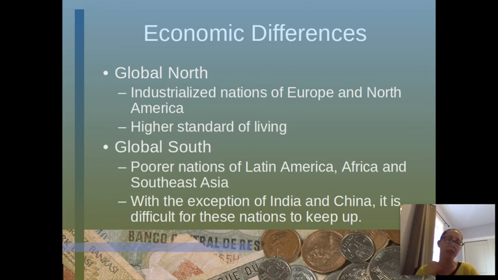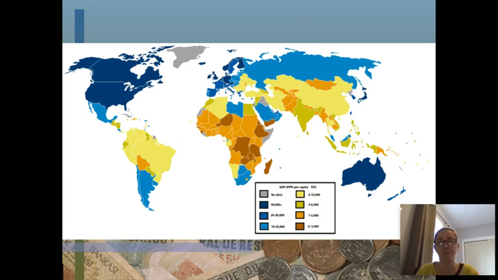And so what we see is there's this global north of industrialized nations of Europe and North America. There tends to be a higher standard of living. Whereas in the global south, we see developing nations. There's poorer nations of Latin America, Africa, Southeast Asia, with the exceptions of India and China. It's been difficult for these nations to keep up. They have been struggling. And some of this stems from the age of imperialism and some of the lasting impacts that we have left over from that era.